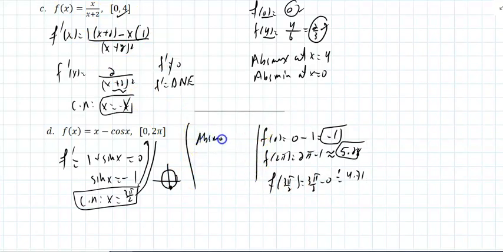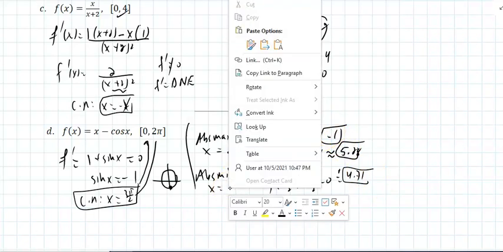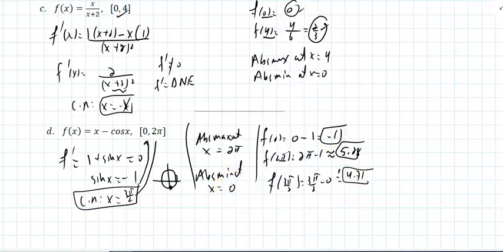So we have an absolute max at x equals, and we have an absolute minimum at x equals, well, the highest of all of these values is 5.28, so at 2 pi, and the lowest of all of these values is negative 1 at 0. And that's the idea of this section.